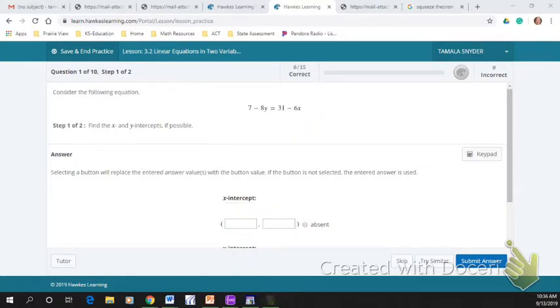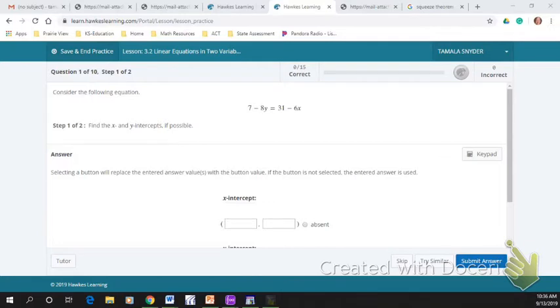Let me type those in. 4, 0, 0, negative 3. That look right? Whoops, where's my 3? There we go. Submit answer, and there's a step 2. So let's look at step 2.